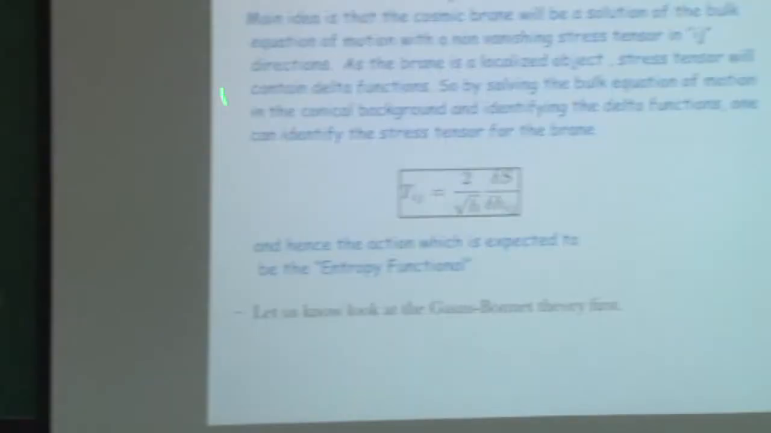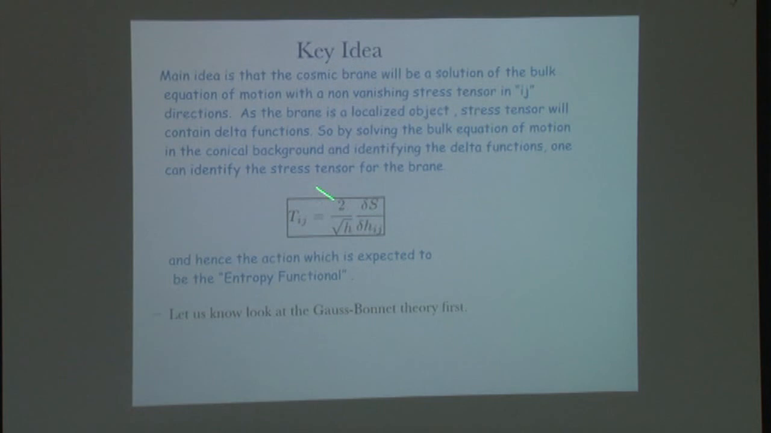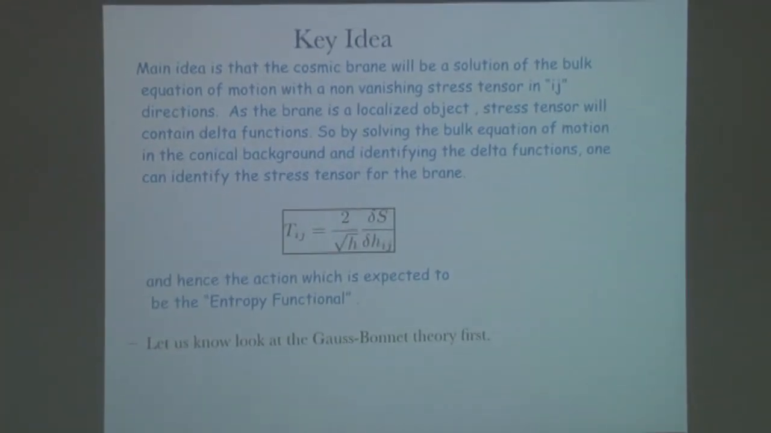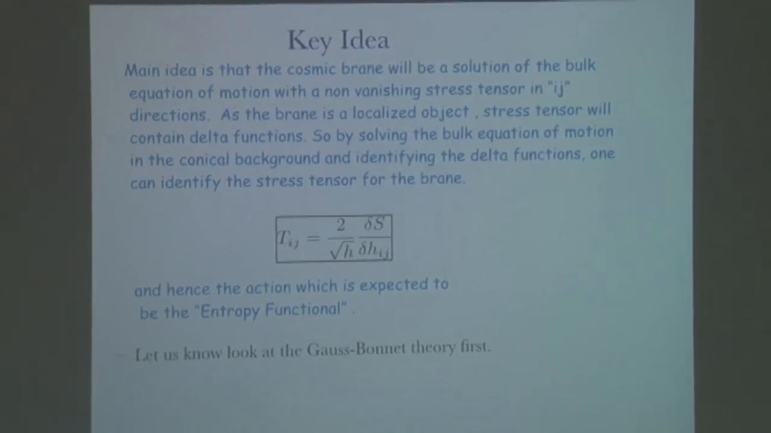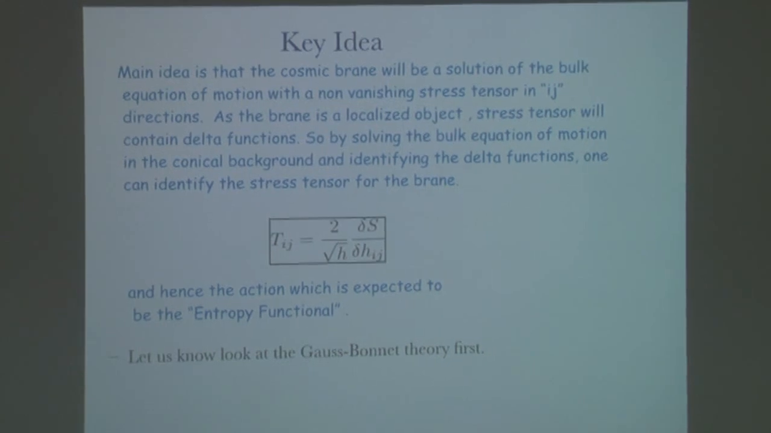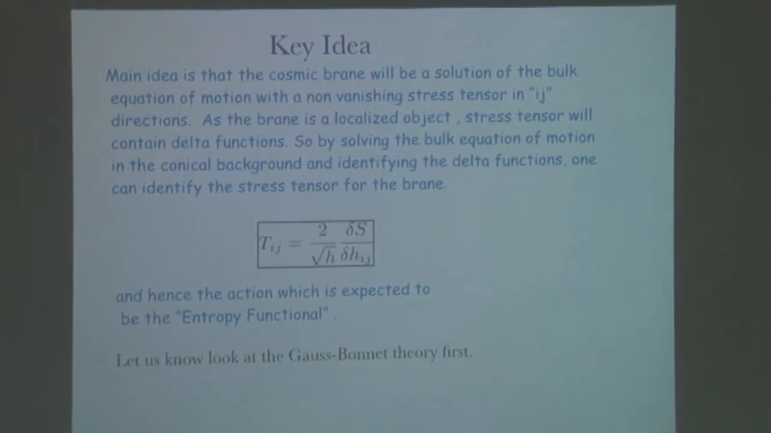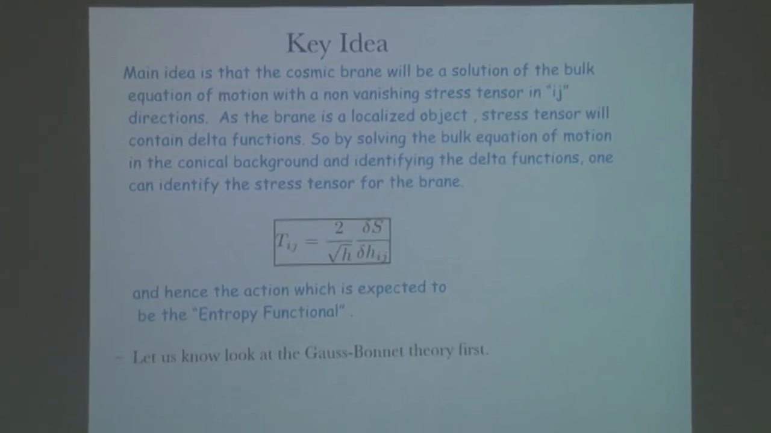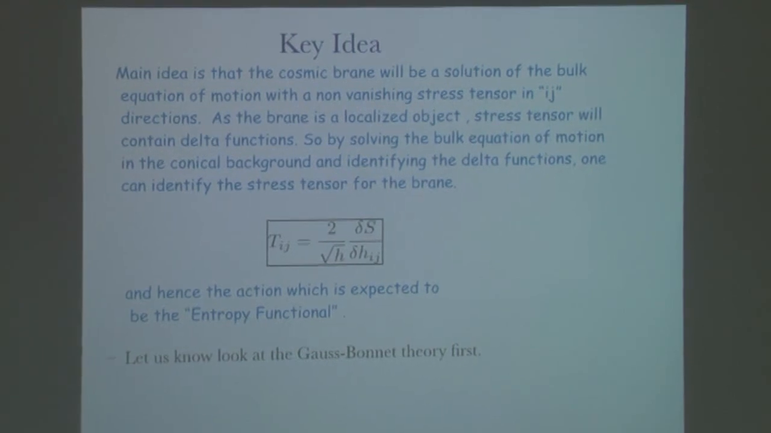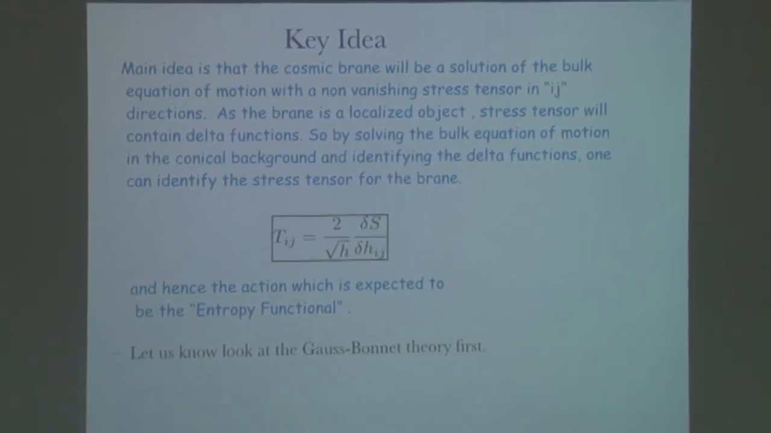So, the key idea is that the bulk equation of motion will now have a non-vanishing trace tensor because of this brane action, and as the brane is localized in the ij direction, it will have a non-vanishing trace tensor only along the ij direction. As this is a localized object, we will have a delta function in the trace tensor. So, we solve the bulk equation of motion in this conical background, identify the delta function, and interpret that as the trace tensor for this brane action. Using this famous formula for the trace tensor, once we identify it we can get this S, and this S is supposedly the entropy function.